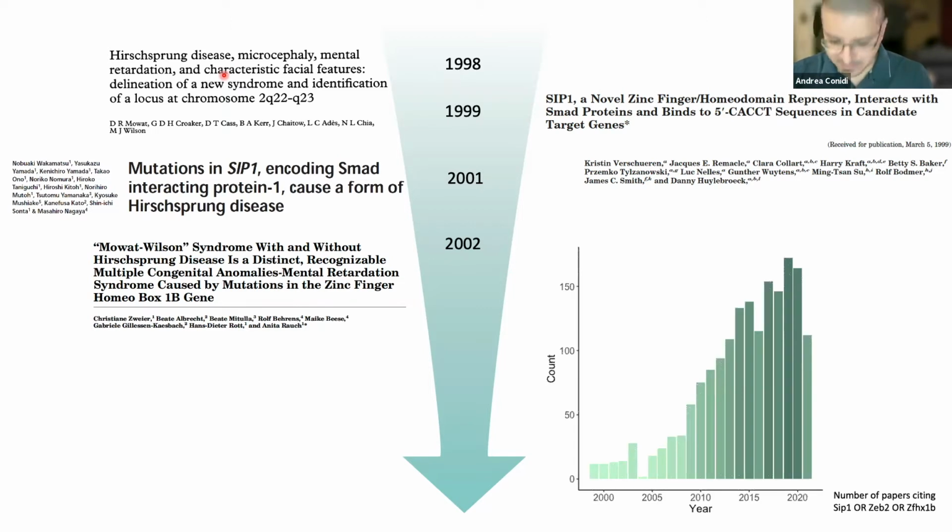And in the meantime, the papers on ZEB2 started to rise. It's amazing to see how, over the years, the number of papers published on ZEB2, and also in concomitance with Mowat-Wilson, has increased a lot. So it was very nice, and this number is still going up and running. So it's very promising for the field.